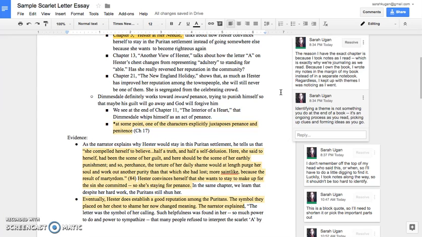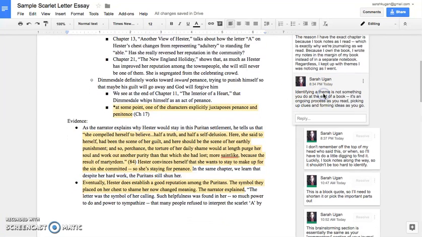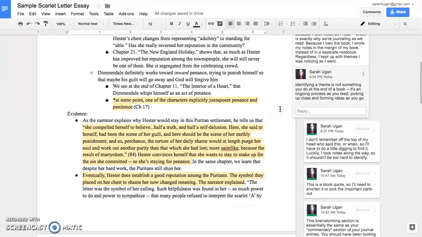Regardless, I kept up with themes I was noticing as I went. Identifying a theme is not something you do at the end of a book. It's an ongoing process as you read, picking up clues and informing ideas as you go, which is exactly what we were trying to do with the journal.